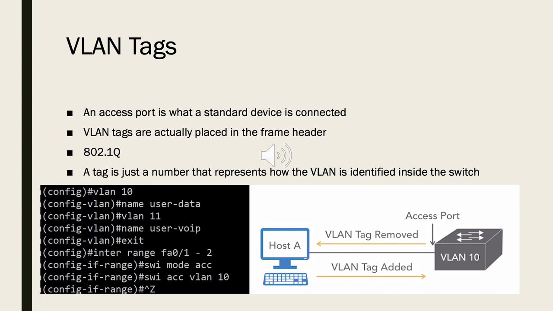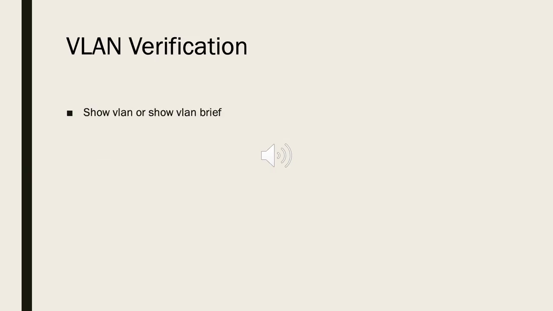The access VLAN is assigned to a port with the switchport access vlan 10 command. To verify the VLAN database, active access ports and configured VLANs, I can use the show vlan command.